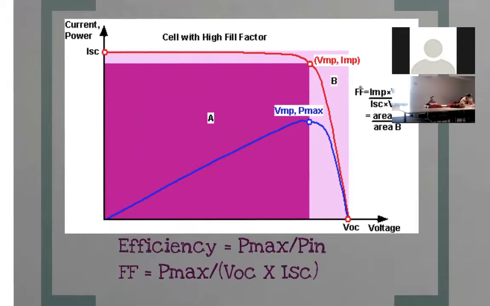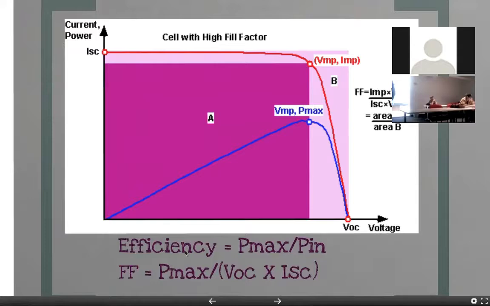The fill factor, which we just saw before, is the area of this purple rectangle divided by the area of this light purple rectangle, which can also be written as IMP times VMP divided by ISC times VOC. So this IMP times VMP is the peak power, or the area of this dark purple rectangle here, and this ISC times VOC is the area of the light purple rectangle outside. This is VOC, this is ISC. That's area A divided by area B. Okay, so that's the fill factor.